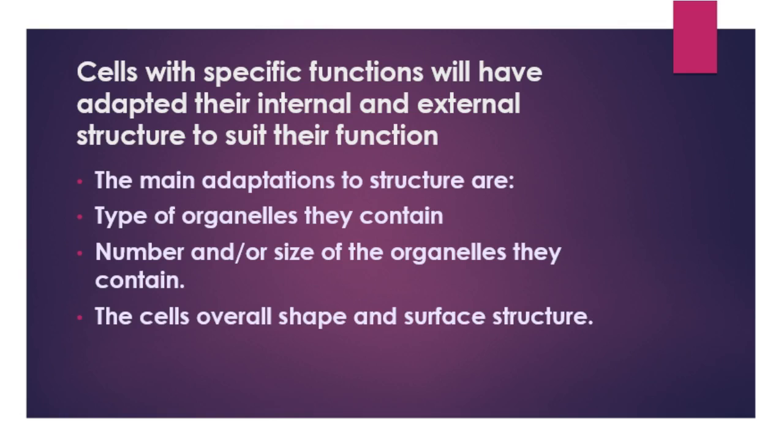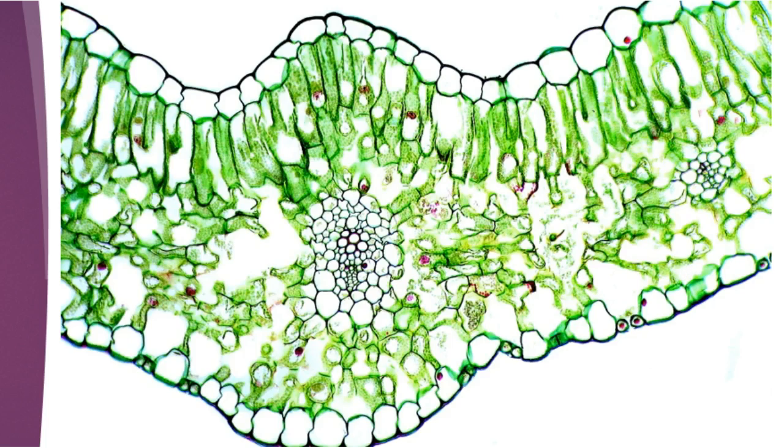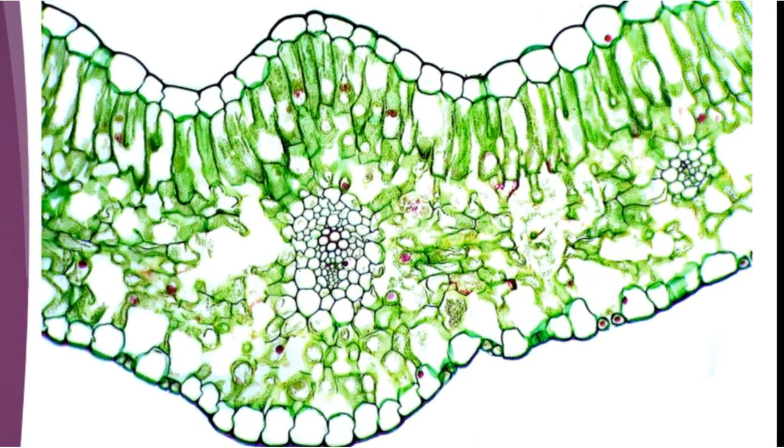Every specific cell type has its own distinct shape, its own distinct number of organelles within it, and distinct size with some organelles, because vacuoles can actually be different sizes in different cells. And so overall, the surface structure and the internal structure is different, and that reflects the job that that cell has to do. So here is a picture of a cross-section of a leaf.